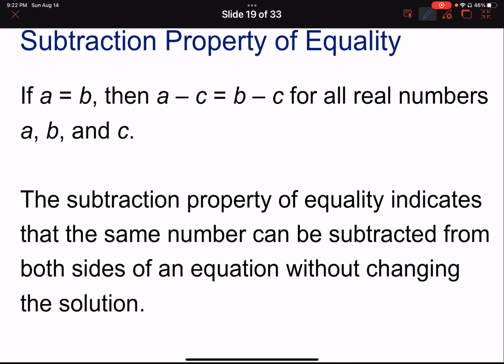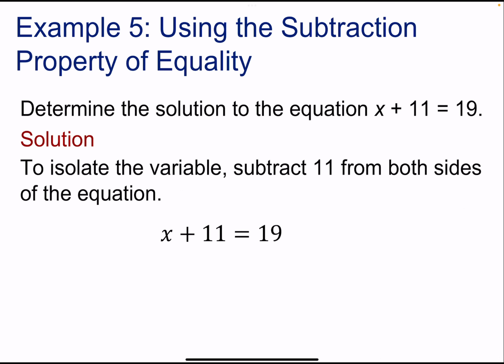Second, the property is called subtraction, actually similar to the first property. When you have an equation, you subtract the same constant from both sides. It won't change the solution to the equation. So let's see how we apply this property.